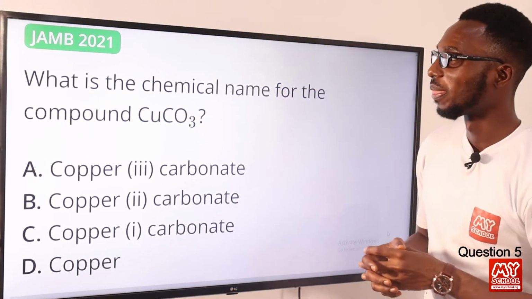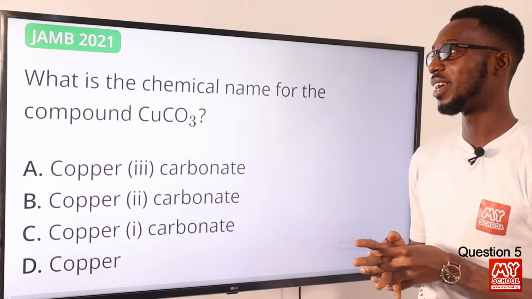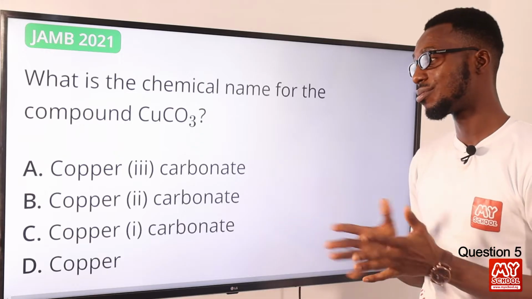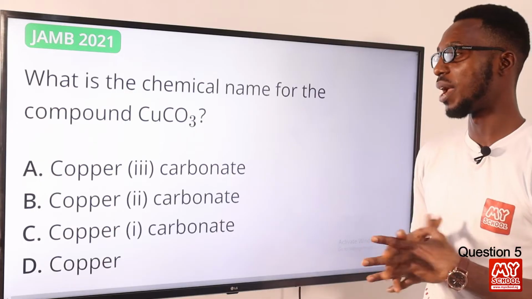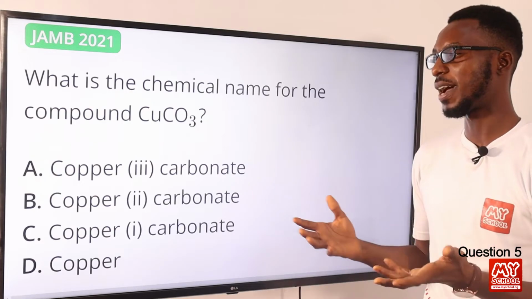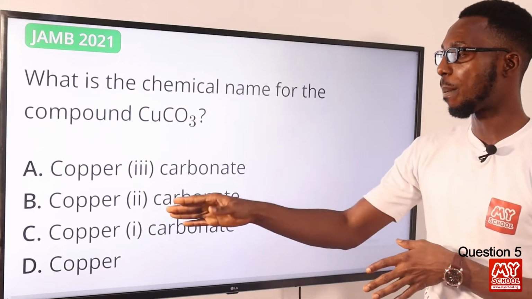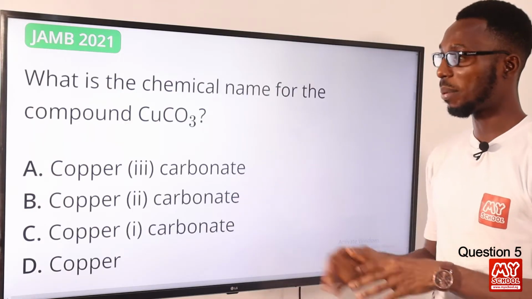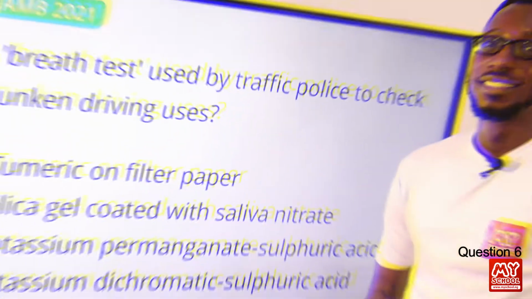Question 5. What is the chemical name for the compound CuCO3? Okay, this is copper II trioxocarbonate IV. All right, you can use the name cupric carbonate. But based on the provision we have here, I think I will just stick with the options that are viable. So I'm looking at copper II carbonate. Yeah, copper II carbonate. This is the most appropriate based on the provisions that we have there. So option B is good to go.